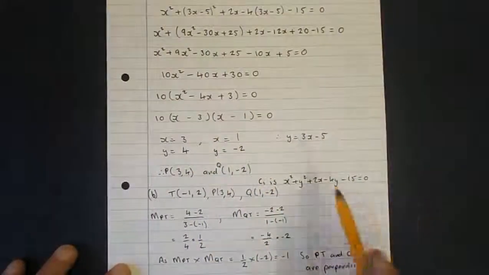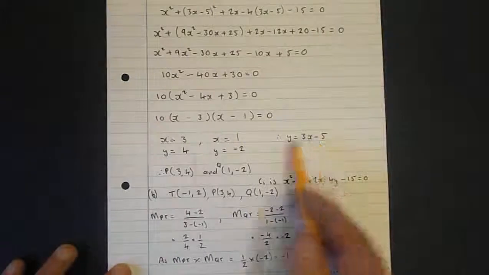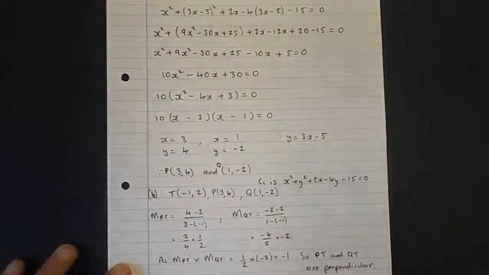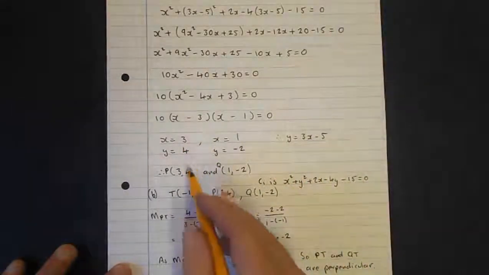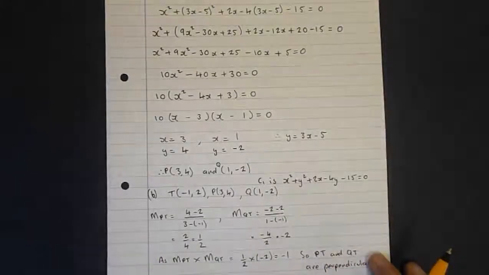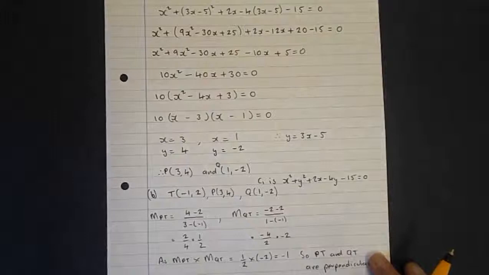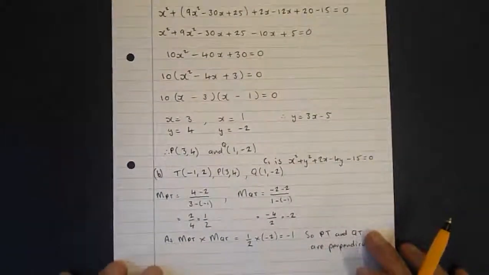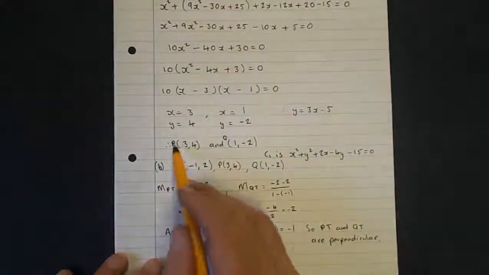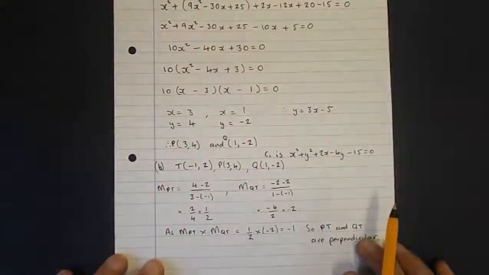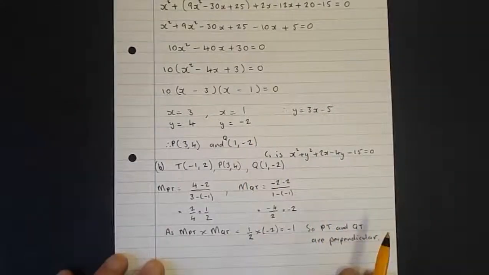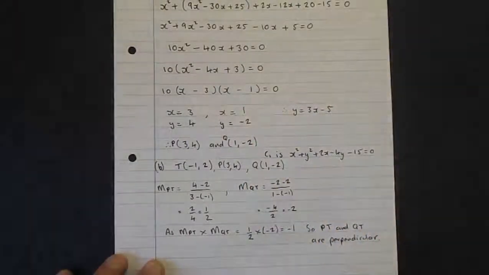And don't forget, y is 3x take 5, so if x is 3, 3 3s are 9, take 5 is 4, and when x is 1, y is 3 1s, take 5, minus 2. Doesn't actually say which one's P, which one's Q, so I've just taken a kind of random guess there. Doesn't really matter. P is (3, 4), Q is (1, minus 2). Okay. Moving on to part B.